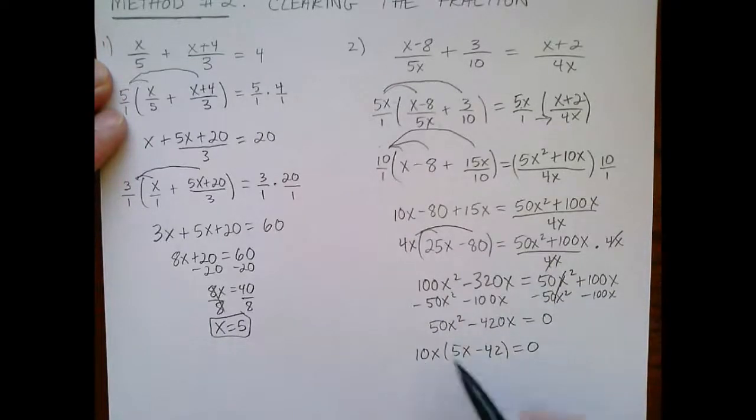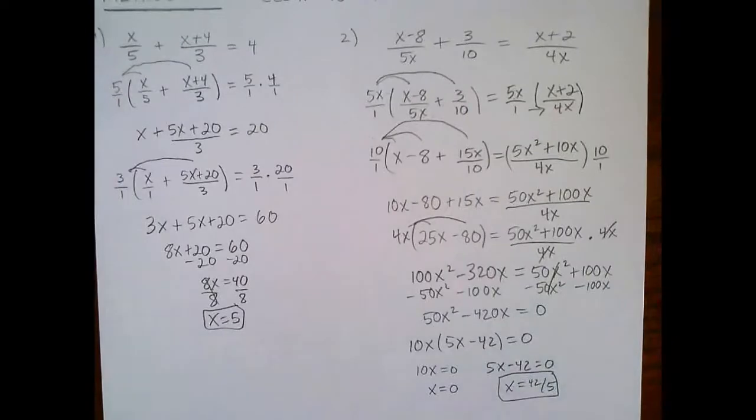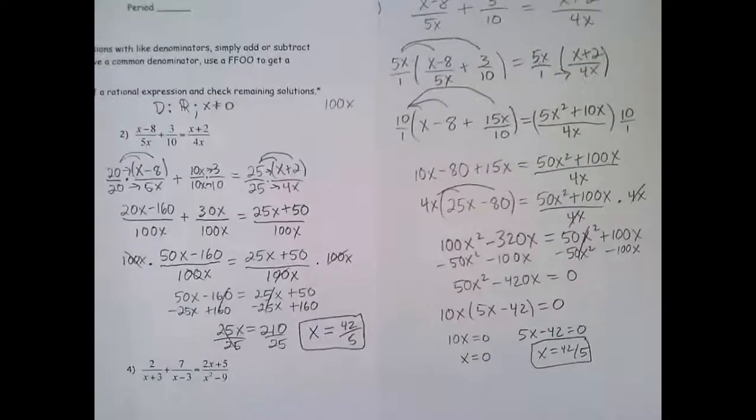Well, if two things multiply to 0, then either the first one, 10x, has to be equal to 0, or the second one, 5x minus 42, equal to 0. If I divide both sides by 10, x equals 0. If I add 42 and divide by 5, x equals 42 over 5. So then notice 42 over 5 is the same thing that we got on the other sheet. So we did get that same exact answer doing it the other method.